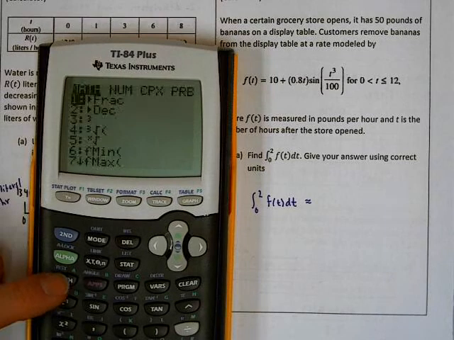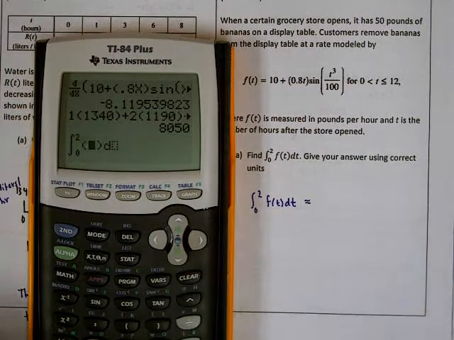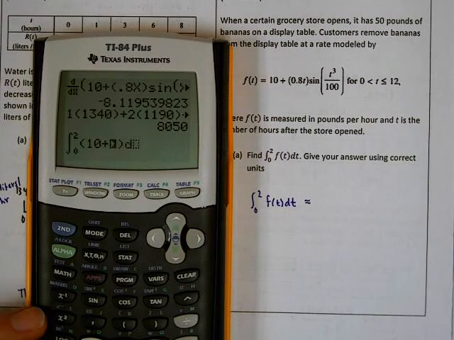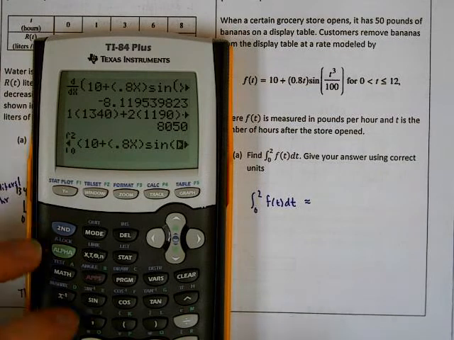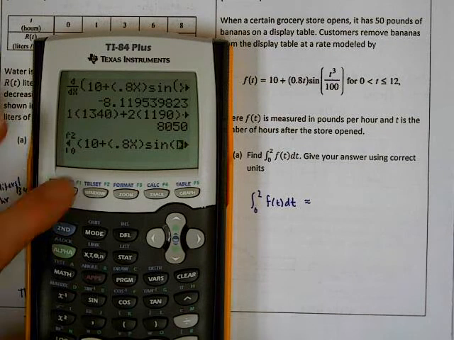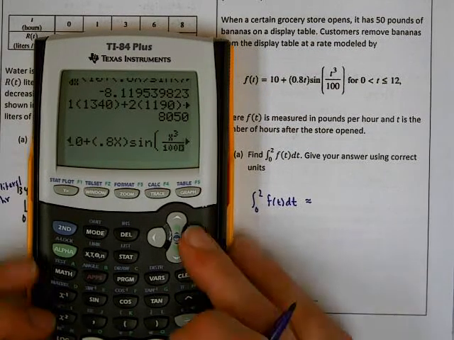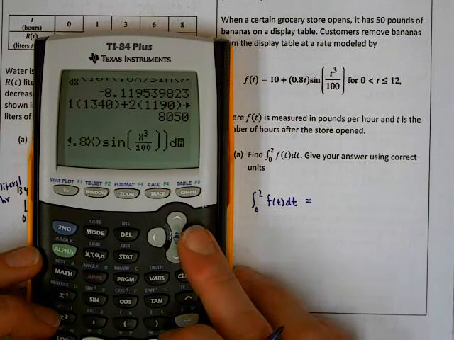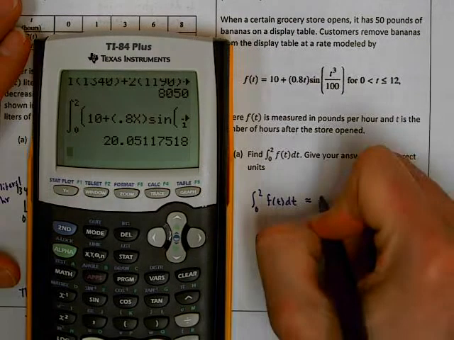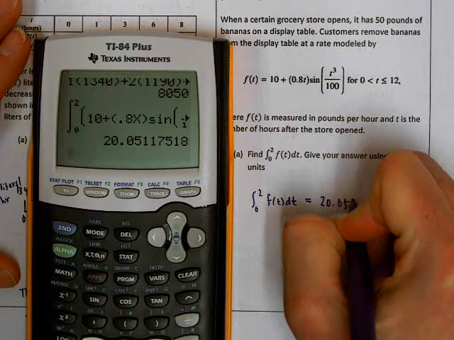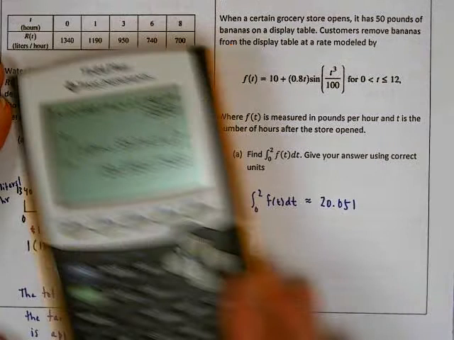So now we're going to do math 9 to get our integral from 0 to 2, and then we're going to plug in the function, dx, and we get 20.051. So now here again, we have to think about what our units are.